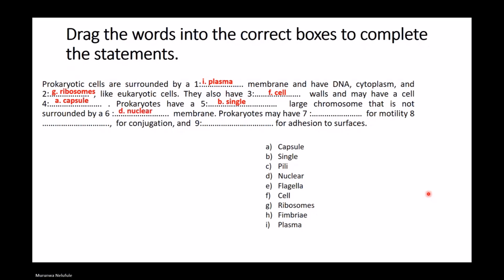Okay, this one is a bit tricky for me. Prokaryotes may have flagella for motility. Yes, you're correct. And obviously the last ones will be fimbriae for conjugation and pili for adhesion to surfaces. Am I correct with my thing?